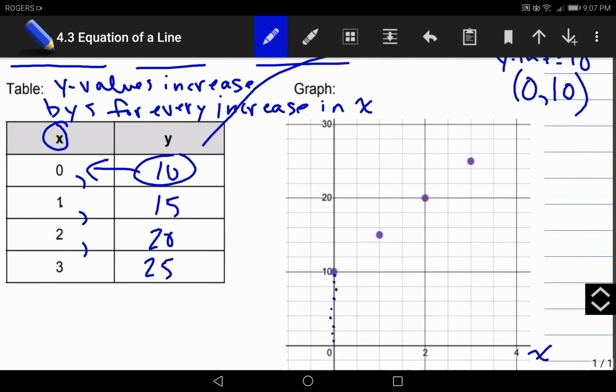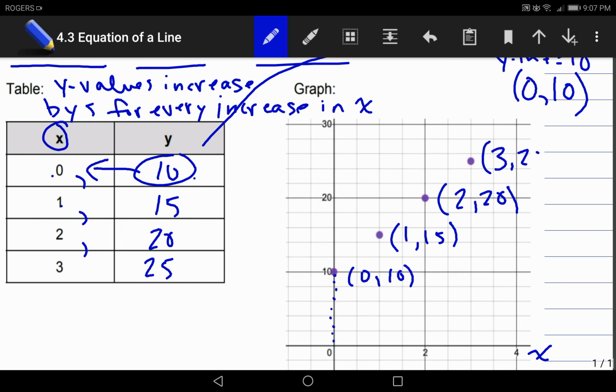I drew the points here for the graph already, guys. I mean, you guys would have just plotted these points. So 0, 10 is this point right there, right? This point here is 1, comma 15. This point here is 2, comma 20. And this point here is my 3, comma 25. I already put those points in for us so I can save some time.